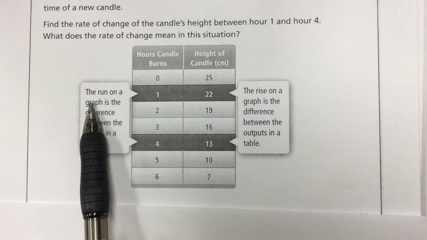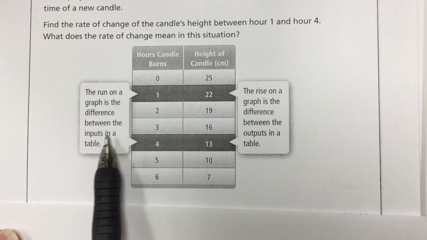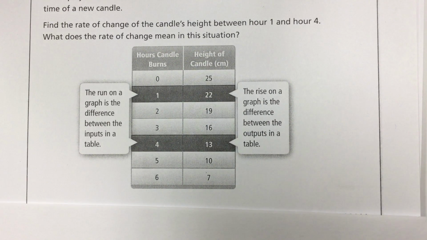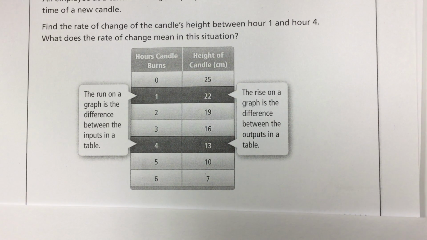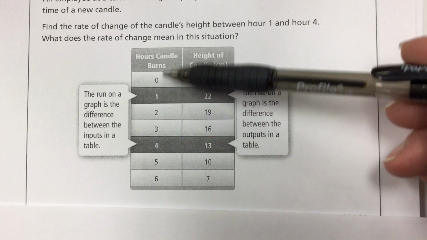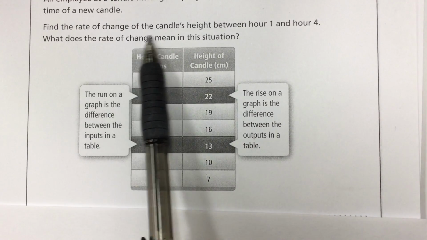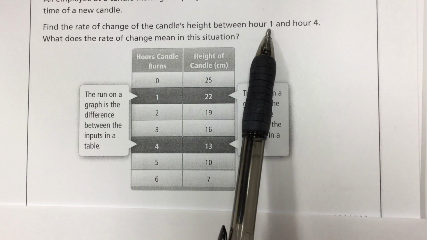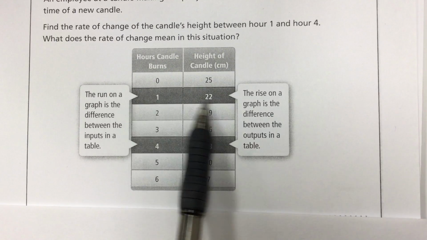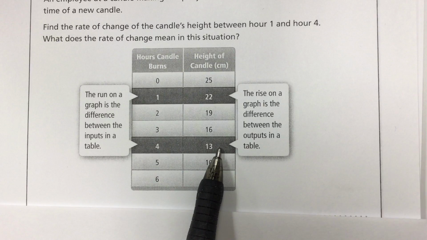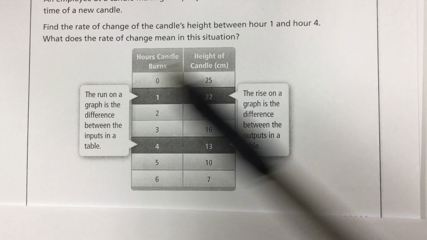Now, the run on a graph is the difference between the input in a table. So the input is your x's. It is the difference of your x values. So we're trying to find the rate of change of the candle's height between hour 1 and hour 4. So here's hour 1 that's been darkened, and here's hour 4 that's been darkened.